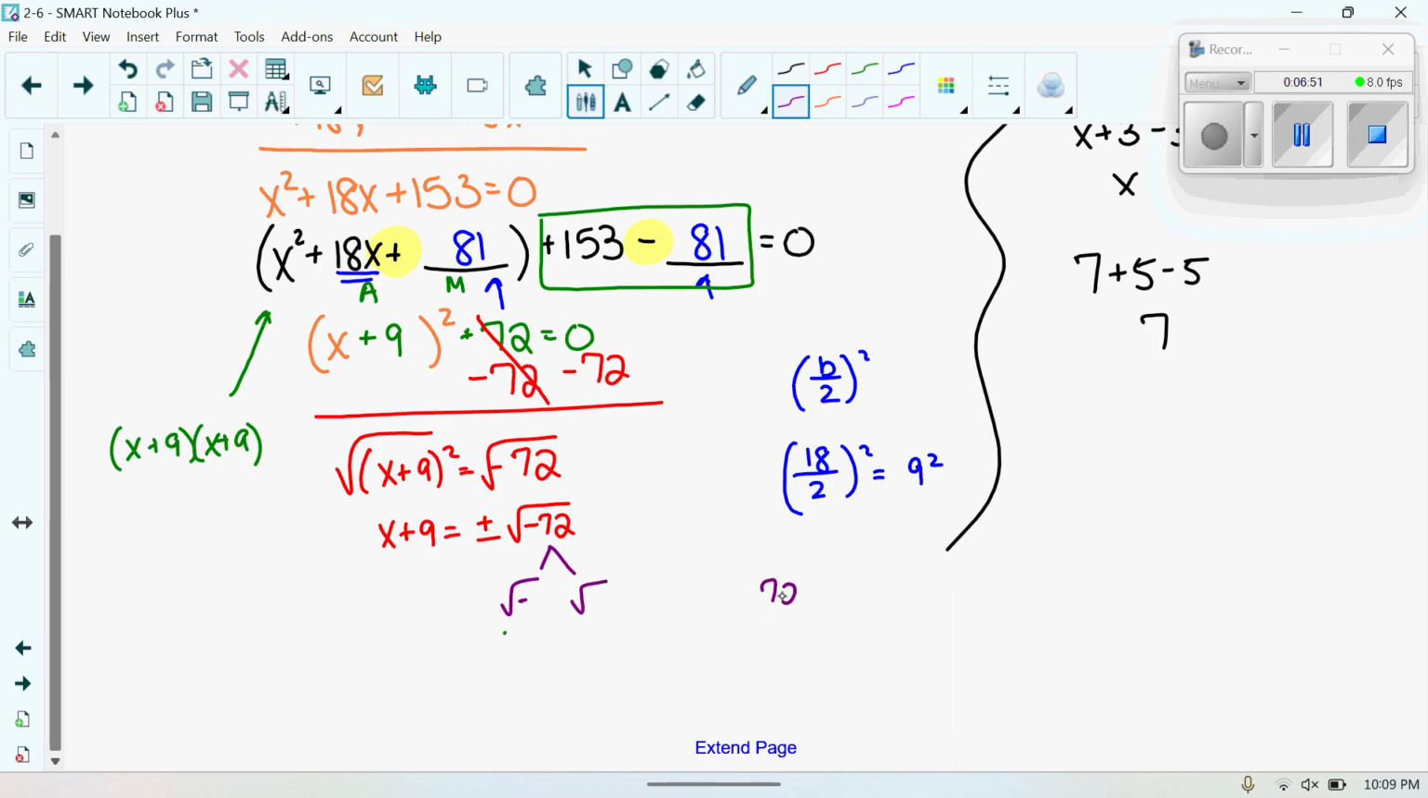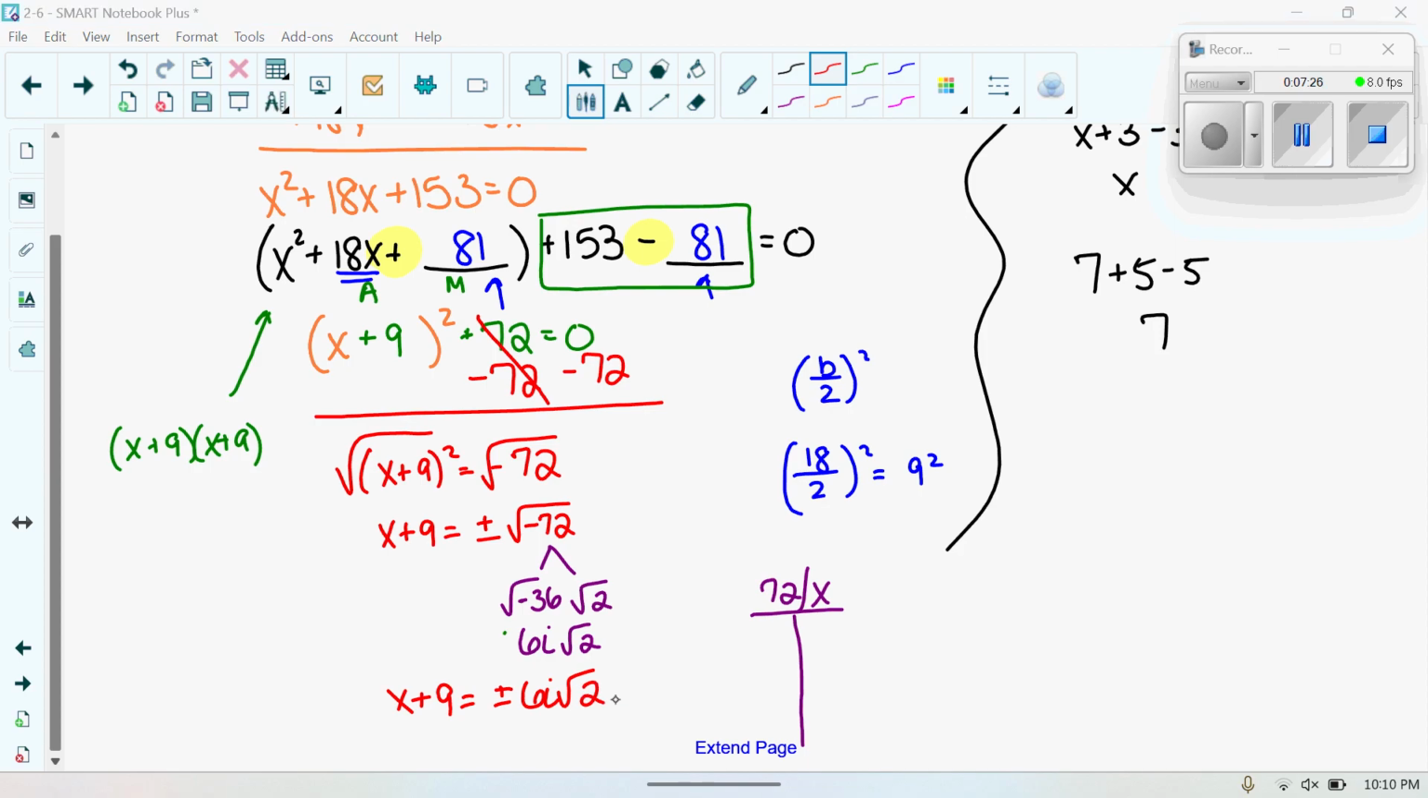72 divided by x. I'm looking for the pairs. One of them has to be a perfect square. So take a minute if you need to. Do it in your calculator. This should be 36 and 2. So I have 6i radical 2. So I have x plus 9. I'll put this back in red. So I have x plus 9 equals plus and minus 6i radical 2.